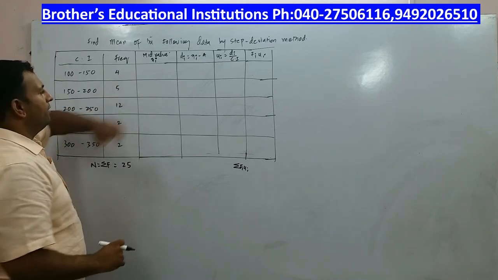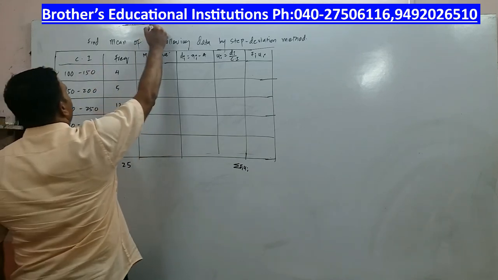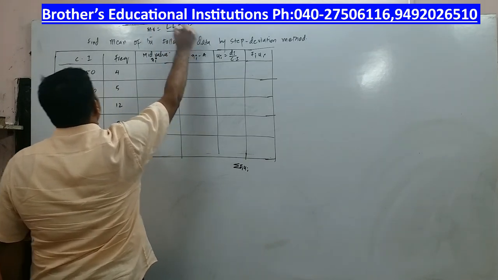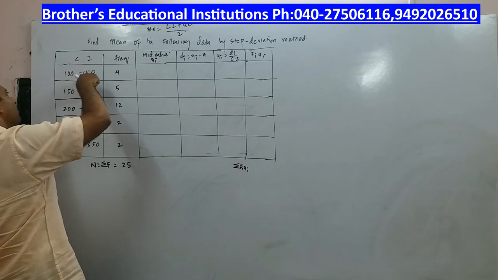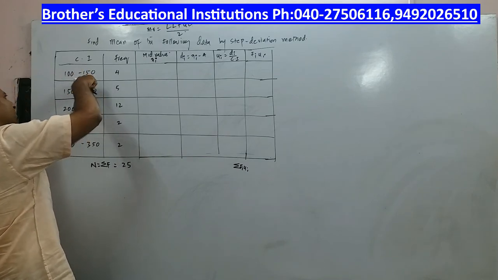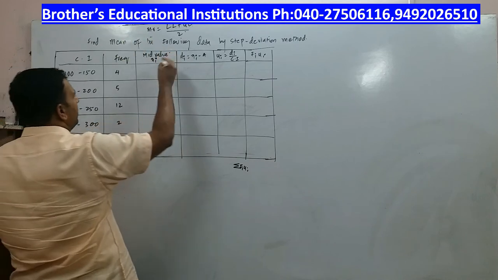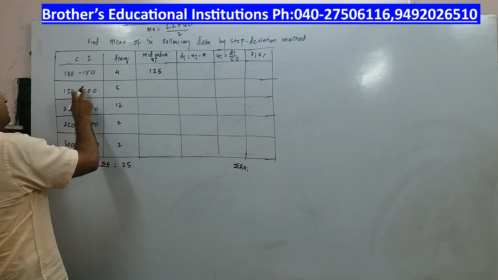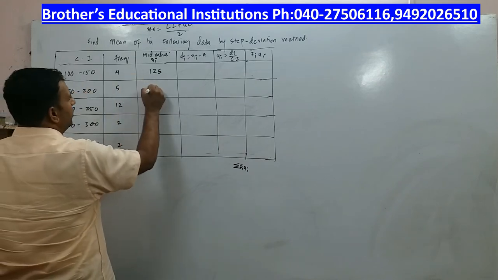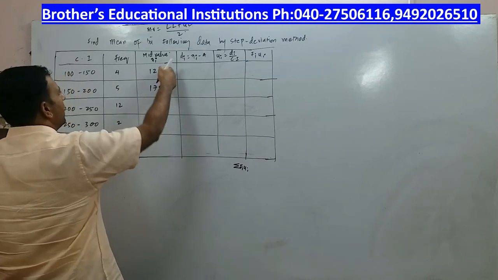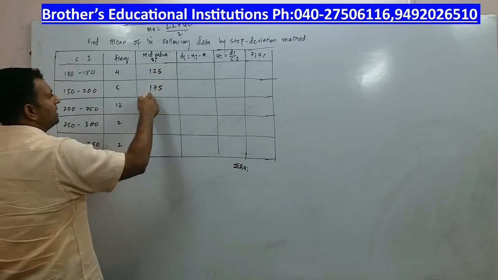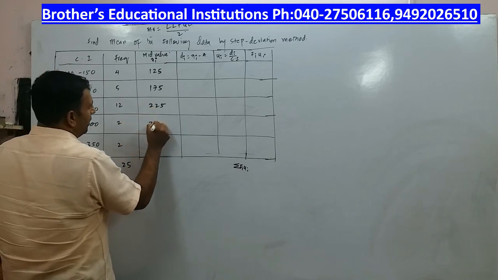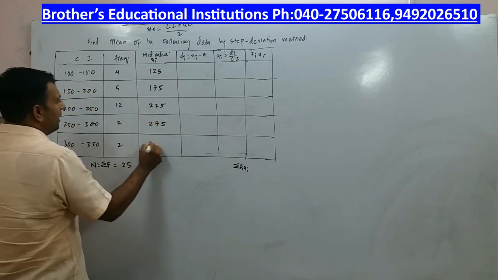Now we have to calculate mid value. How do you calculate mid value? Mid value is lower limit plus upper limit by 2. So this 100 is the lower limit, 150 is the upper limit. 100 plus 150 is 250, divided by 2 is 125. Similarly, 150 plus 200, 350 divided by 2, 175. You can see that you have to add 50 each time. 175 plus 50 will be 225, 225 plus 50 will be 275, plus 50 will be 325.